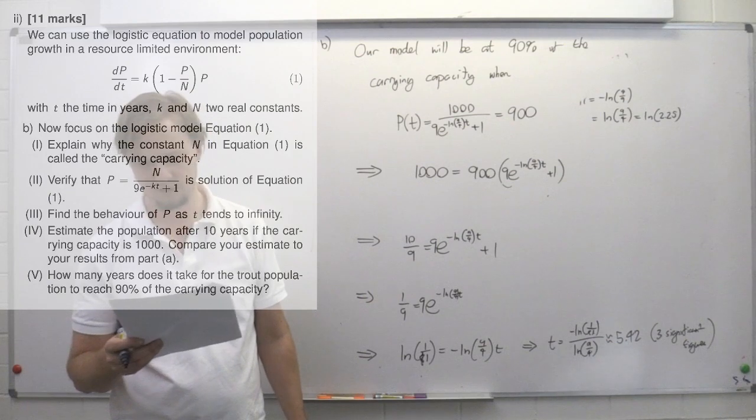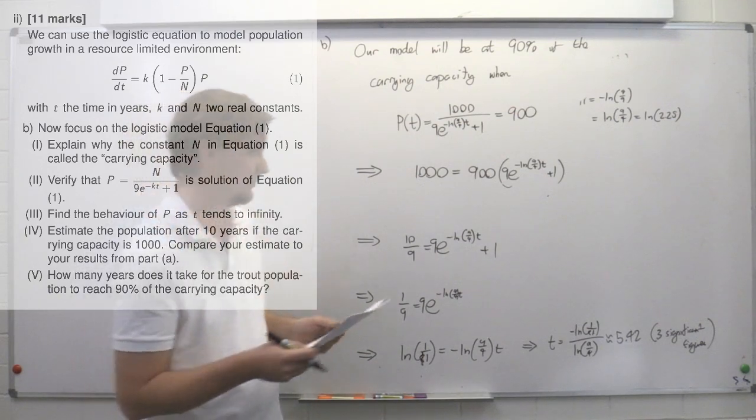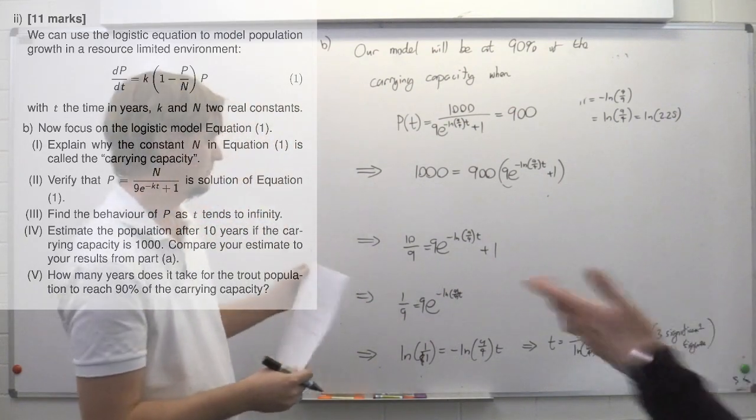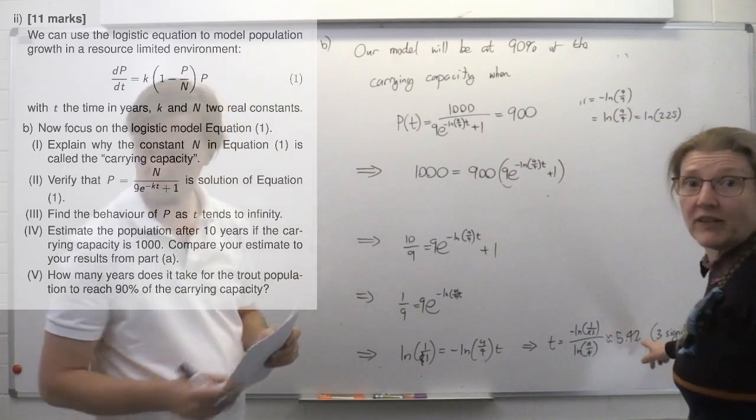And you really need to answer in words. Because T is an invention. It's a label for time. And what's time measured in this case? Years. So this is actually about 5.5 years.